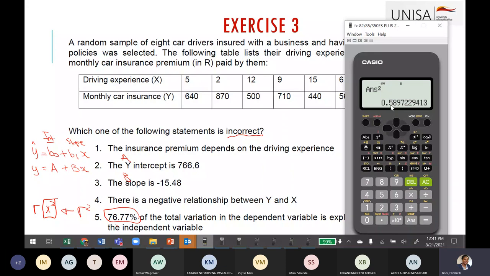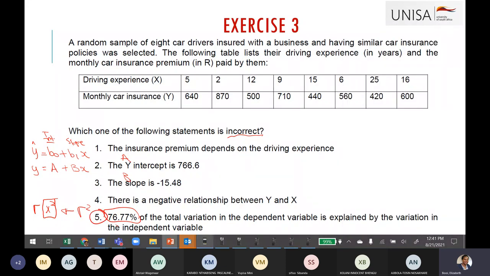It should state that it's 0.859, and that is incorrect. That's correct, that's correct, that's correct. The relationship here is a negative relationship. Therefore, it means Y depends on X, because there is a relationship. If it was 0, then there is no relationship. Therefore, it does not depend on one another. So that's how you will answer the question on one calculator.